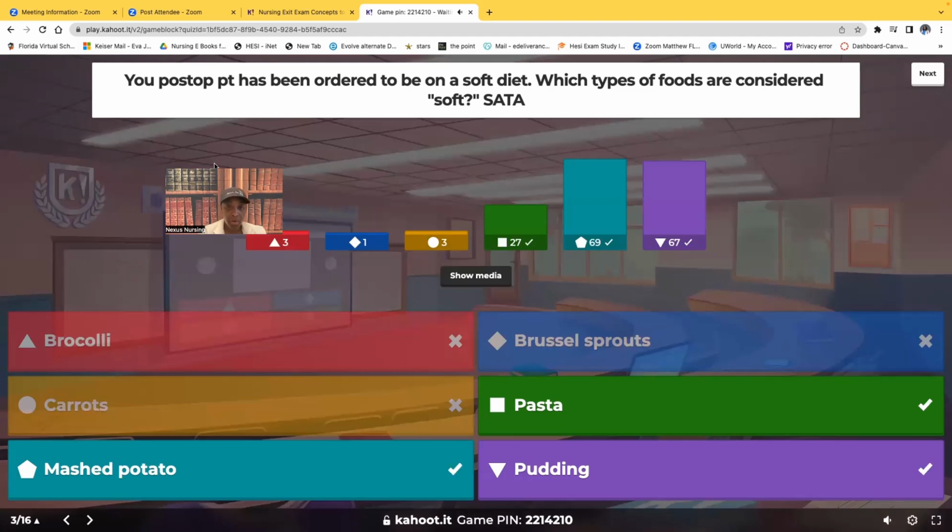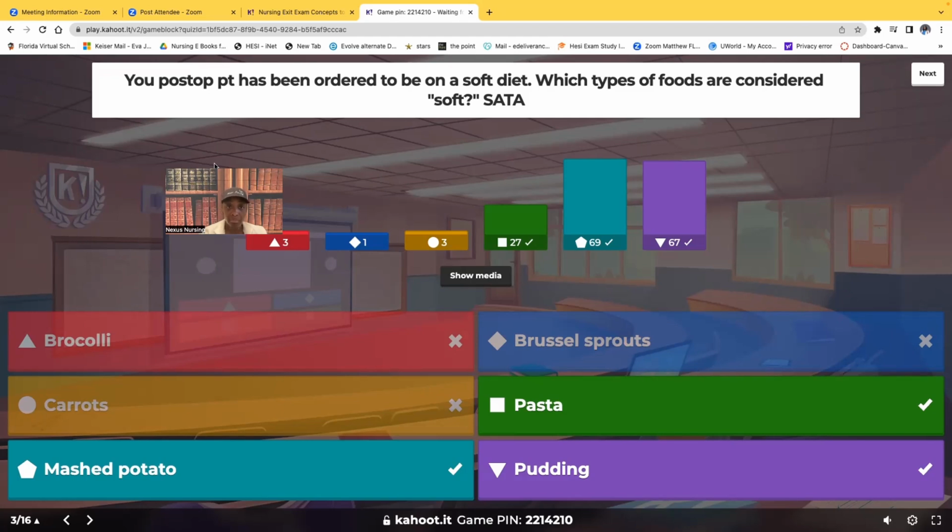All right, guys. So the correct answer is pasta, mashed potatoes, pudding. These are considered soft. The way I want you to think about what would be soft is to think about foods that people regularly eat and the texture of that food. So broccoli: do people who regularly eat broccoli eat it raw and hard? No, it has to be cooked. That's hard.